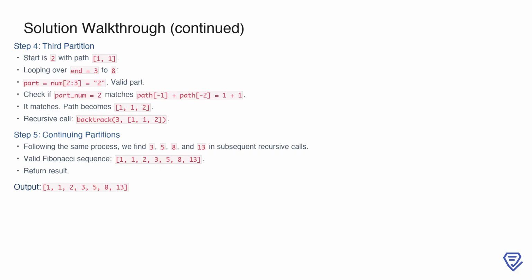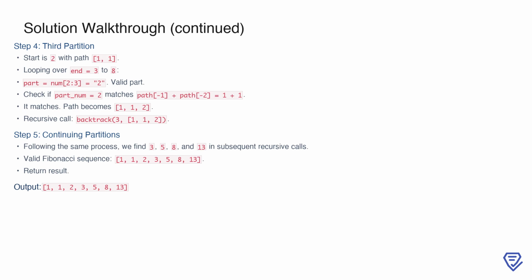We extract the substring number 2:3, which gives 2. This is a valid number as well, so we check if it matches the sum of the last two numbers in the path. The sum of 1 and 1 is indeed 2, so we add this number to our path, resulting in 1, 1, 2. Another recursive call is made, moving the start index forward to 3 and continuing with the updated path.